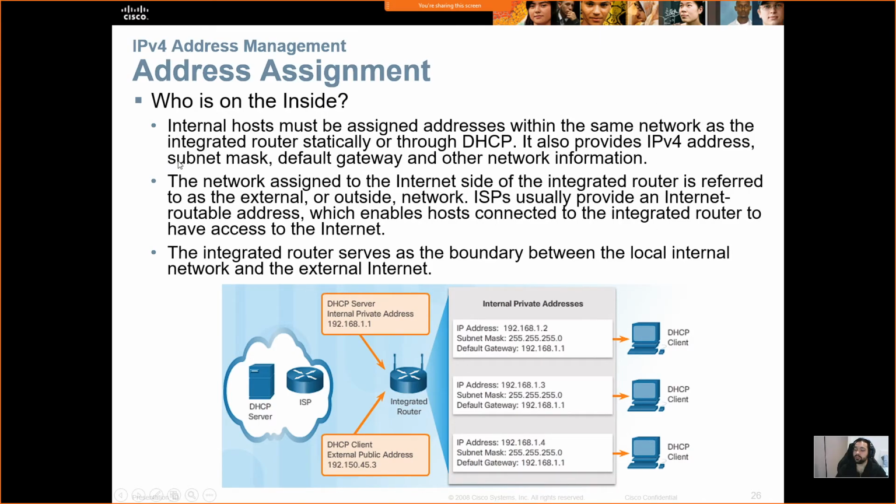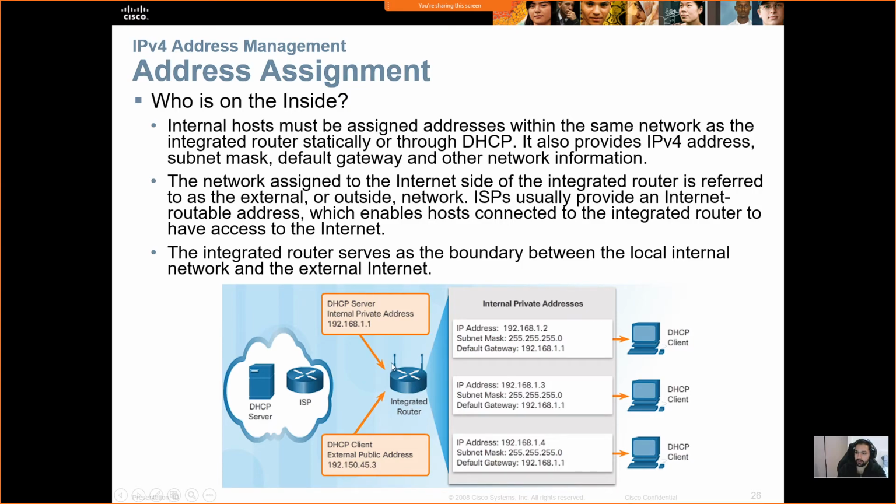They also need to have the exact same subnet mask. And that is because it's a consequence. If they are in the same network, it means they have the same subnet mask. The default gateway and other network information need to be shared between them as well. The network assigned to the internet side of the integrated router is referred to as the external or outside network.